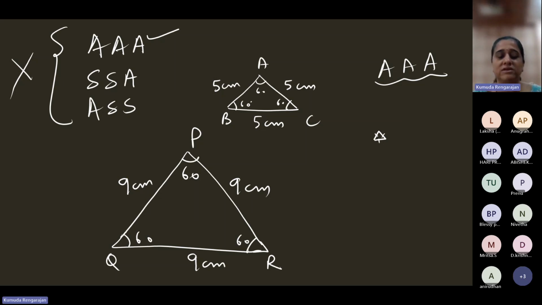But you can see the equilateral triangles with different sides, 5 centimeters, 9 centimeters, they have different sizes. So they are not congruent because they're not identical. So this one is not a valid congruence rule. So are SSA and ASS. These 3 are not valid congruence rules.